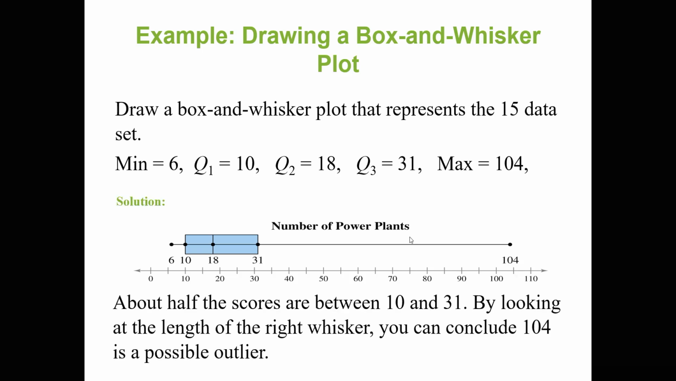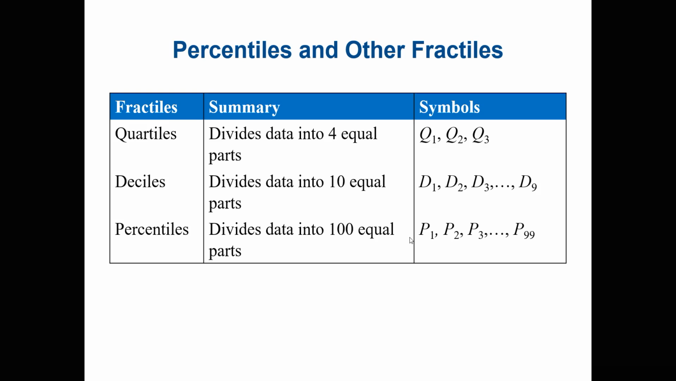Okay, so let's move on. Here you have the most popular different fractiles, where the concept of fractiles has to do with splitting your data set into equal parts. Here you are splitting it in 4, here in 10 equal parts, and here in 100 equal parts. So with quartiles, deciles and percentiles you divide into 4, 10 and 100 equal parts.